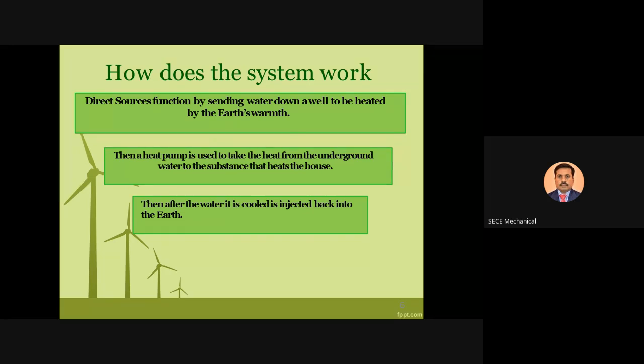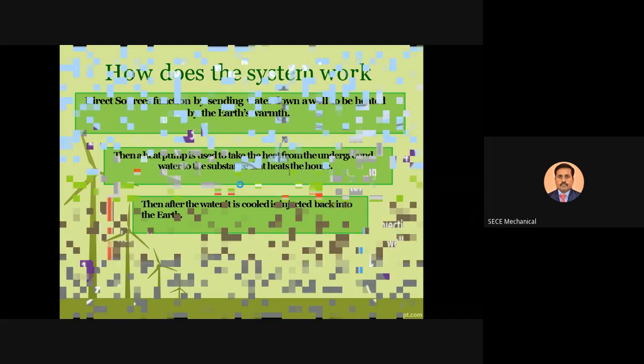So these are the three stages. We can convert the water into steam. That steam can be utilized for power generation. In this way, the geothermal system works.